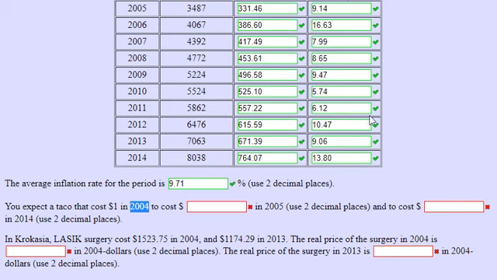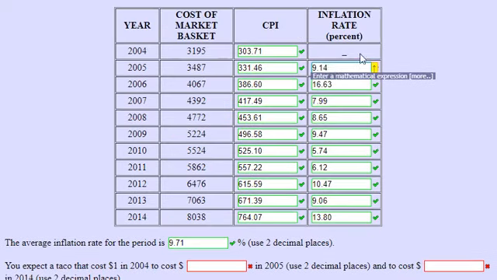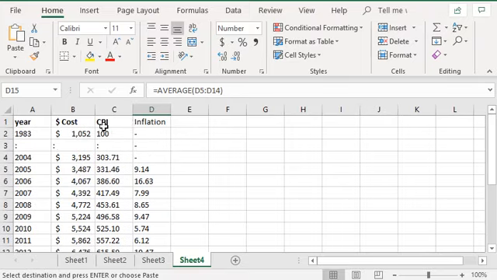Now, this says you expect a taco that cost $1 in 2004 to cost what in 2005, right? So what we're going to do is use the annual inflation rate to calculate this. It cost $1 in 2004, and it cost what in 2005? Well, we can't use the CPI. If it was asking me if it cost $1 in 1983 and what it costs today, that would be pretty easy. It was $1 in 1983, is $3.31 today, but the CPI in 2004 is not equal to 100. So we're going to use the percent change to figure this out.